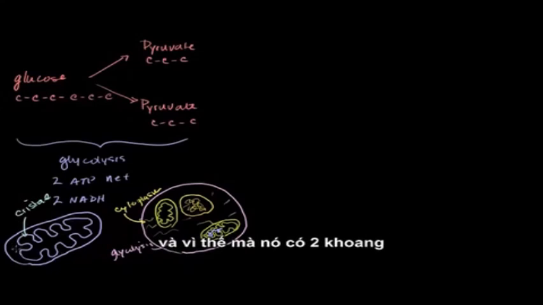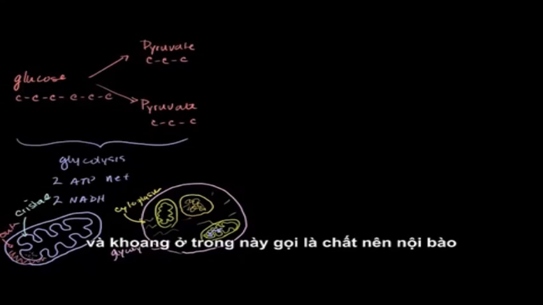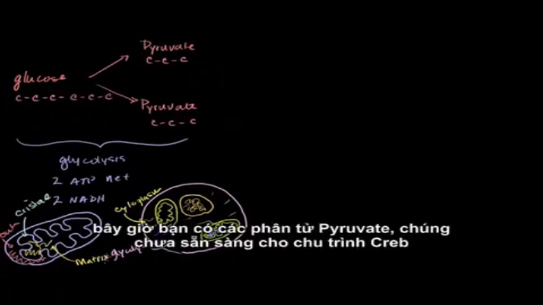And then it has 2 compartments, right? It's because it's divided by these 2 membranes. This compartment right here is called the outer compartment. This whole thing right there, that's the outer compartment. And then this inner compartment in here is called the matrix. The inner compartment right there is called the matrix.